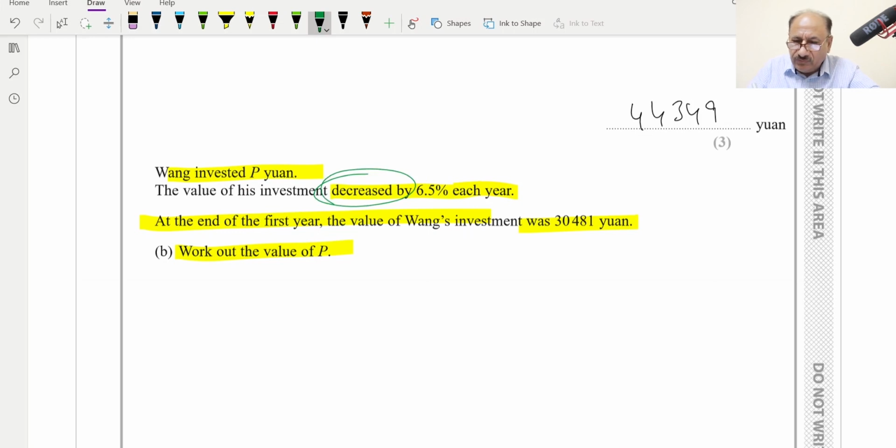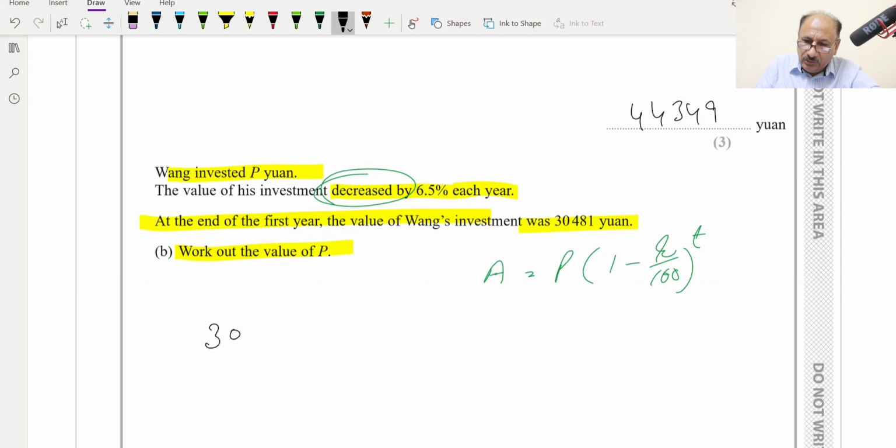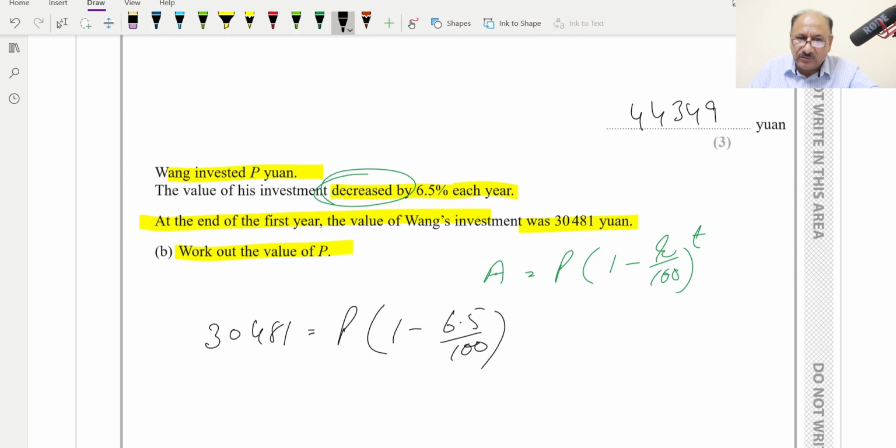So for decrease we will be writing A is equal to P into 1, instead of plus, we'll be using minus R over 100 and power T. This is the formula which we'll be using, and the amount is 30481 is equal to principal amount into 1 minus rate is 6.5 over 100 and the duration is 1 year, so raised to the power 1. Now we can find the value of P.